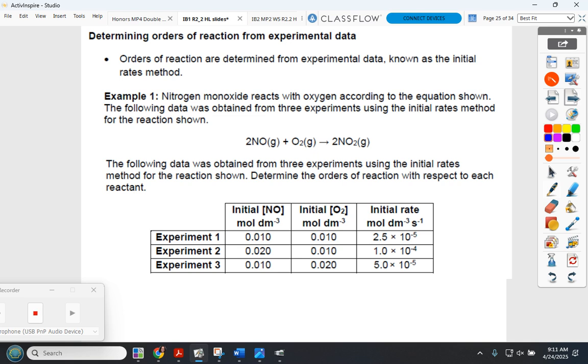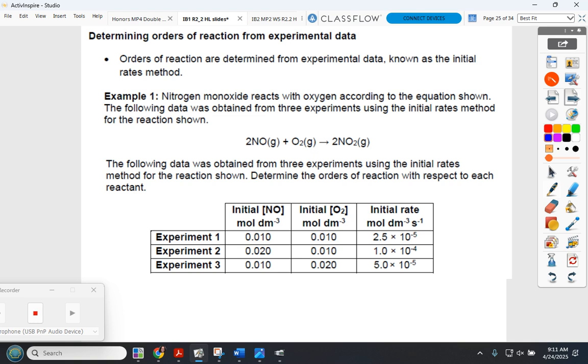In this case, this is the reaction that we're looking at in the example. What is the molecularity of this reaction? Yeah, it's bimolecular. We've got NO and we've got O2. So we've got two different reactants.